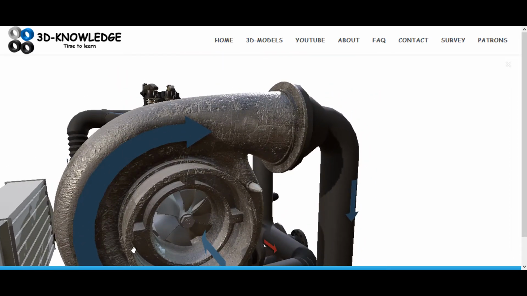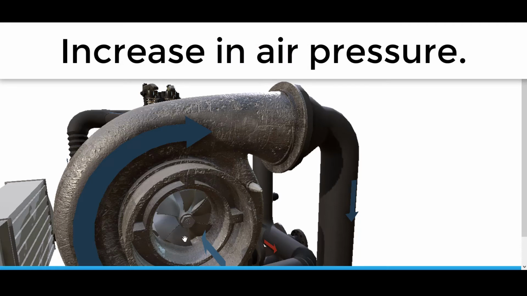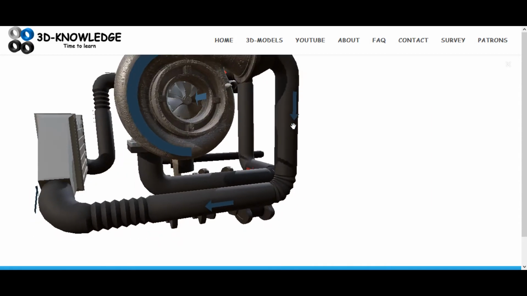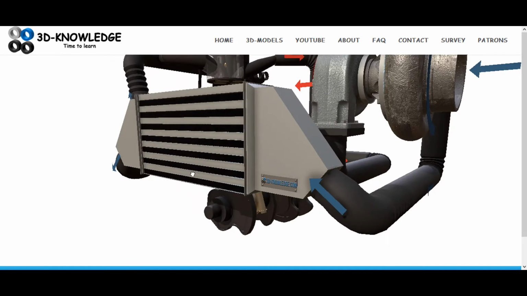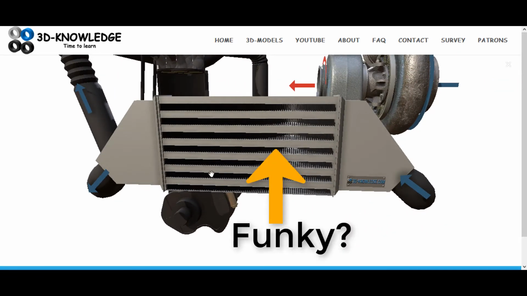So the centrifugal force throws the air out to the side, and then it comes around here, and now the air pressure is higher than when it entered the compressor. So keep that in mind, the pressure is now higher. And then it's going to go down through here. This is called a charge air manifold, and it's going to go to this funky looking piece of equipment here.